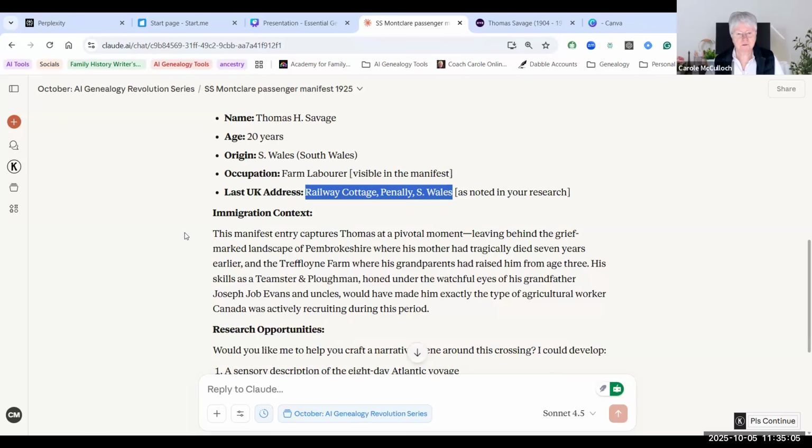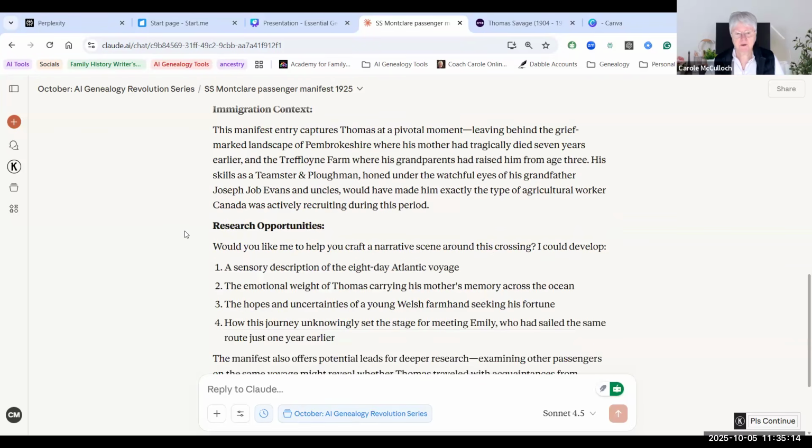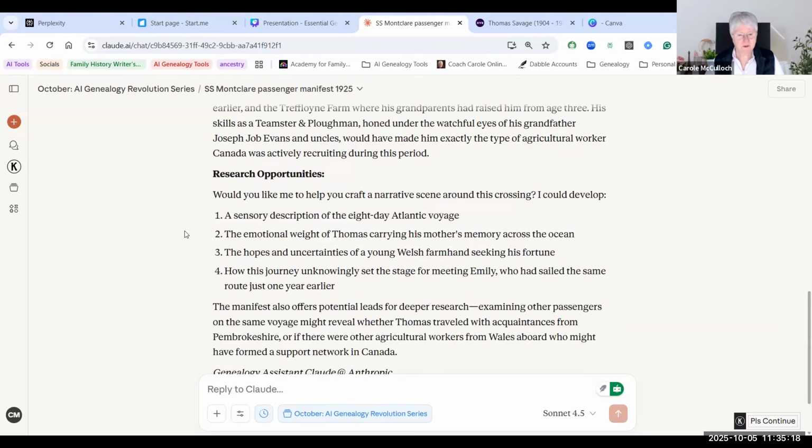And then it goes on to give me a little bit about the immigration context, about what it was like for this young man. And then asks a number of questions for me, or poses some research opportunities for me, such as, would you like me to help you with a sensory description of the 8-day Atlantic voyage? That's a good clue for me to give it the next prompt.